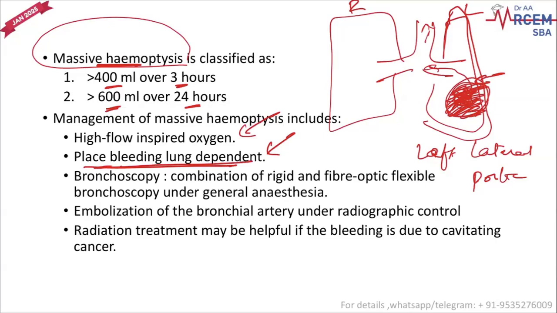Basically, he will go lateral on that side. Bronchoscopy eventually will be required. A rigid and fiber optic combination will be done. This should be done under general anesthesia by an expert physician, it cannot be done by the emergency physician. Usually the bleeding is stopped by embolization. If it is a cancer, they can do radiotherapy and try to stop it.